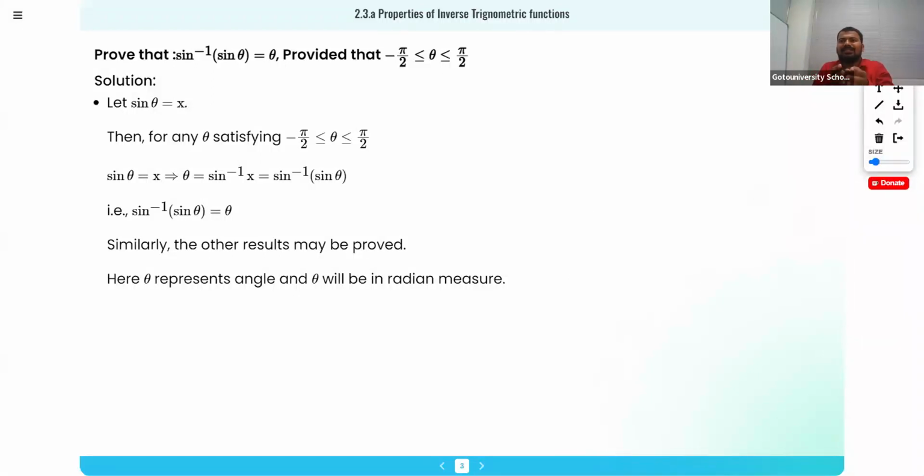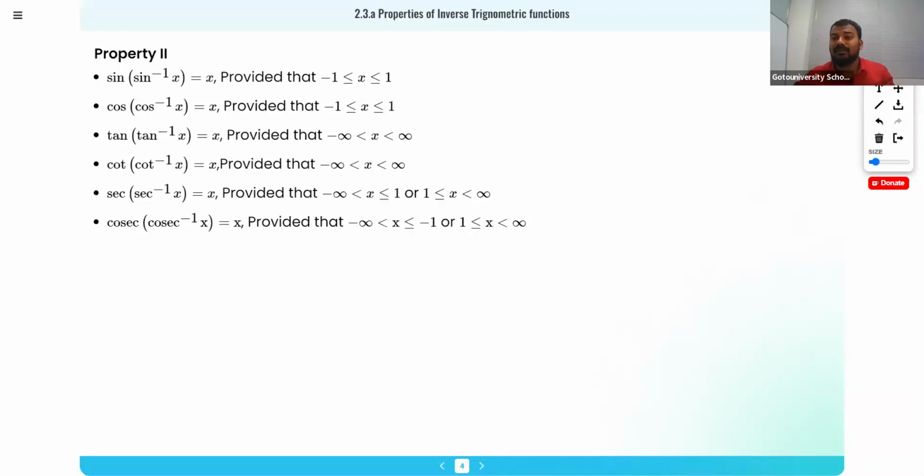sine inverse of something. What is that something? That something in the question is nothing but the domain. So it should fall under the proper domain. So you have to be a little bit careful with it. Okay. So now let's look into this.